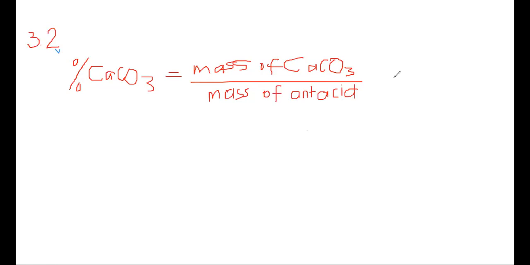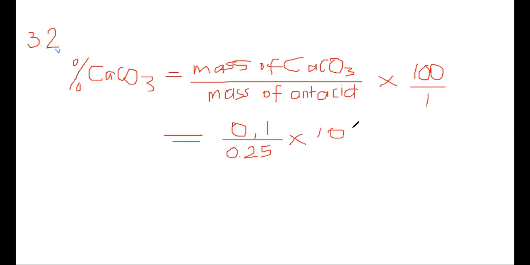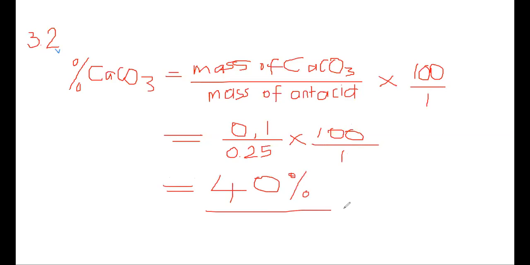Multiply by 100 over 1. Then we're going to substitute, which is going to be 0.1 over 0.25 multiplied by 100 over 1. Then your answer becomes 40%. So that's what you get. That's how you get your answer.